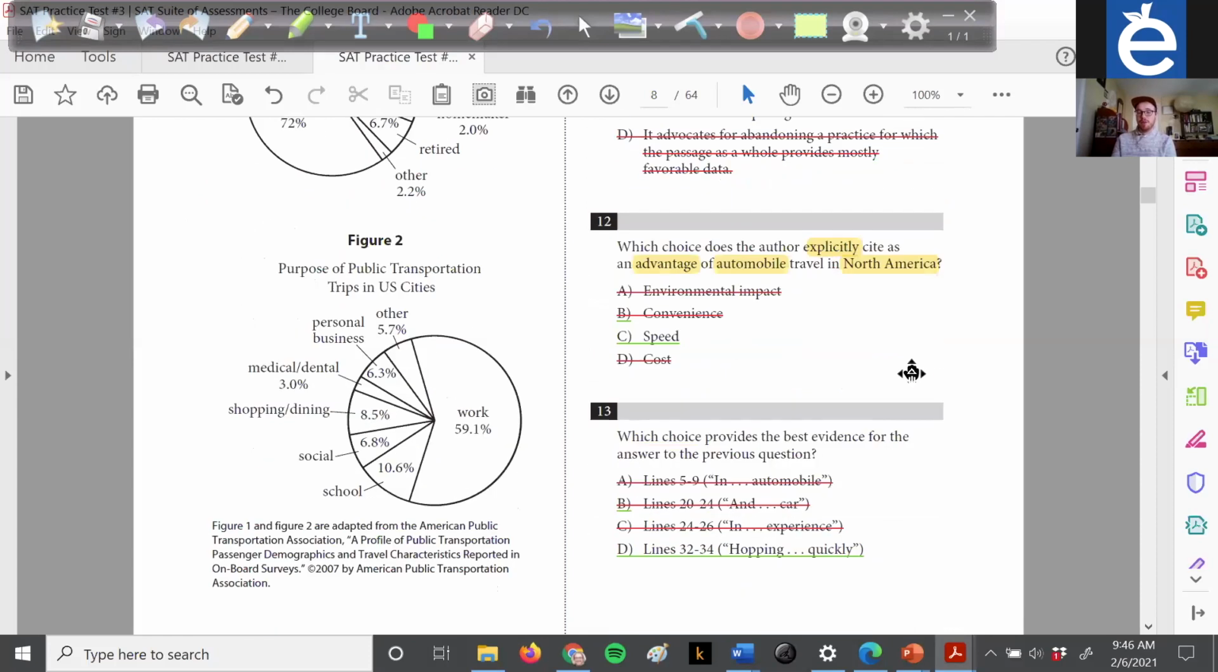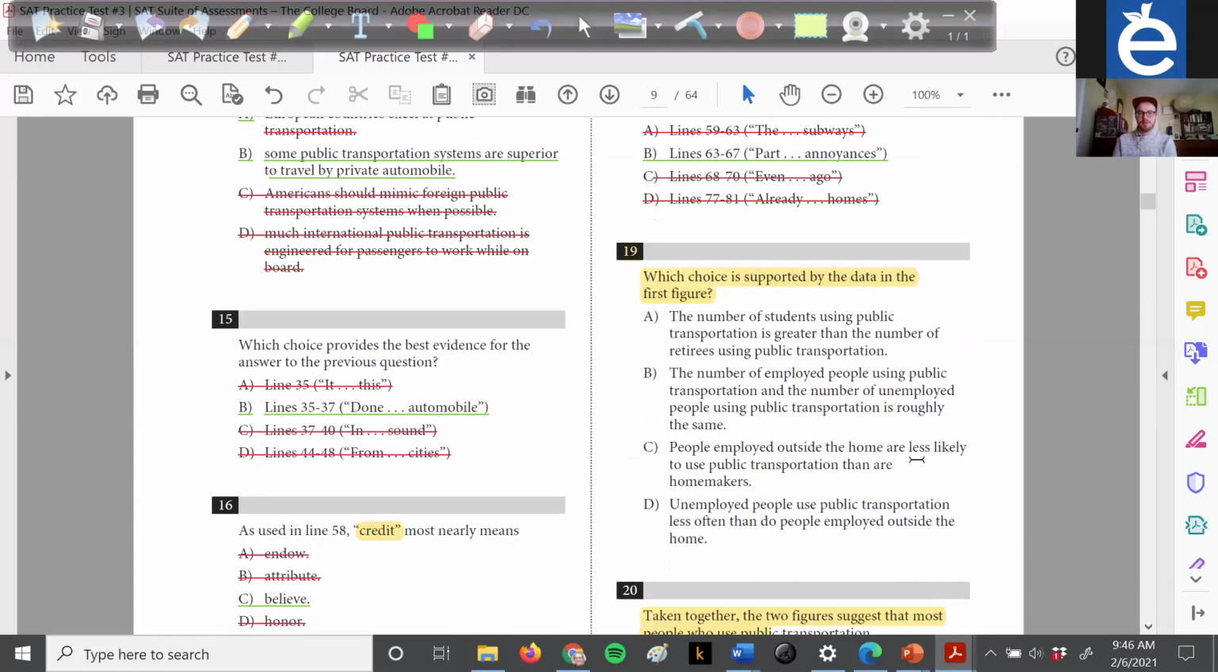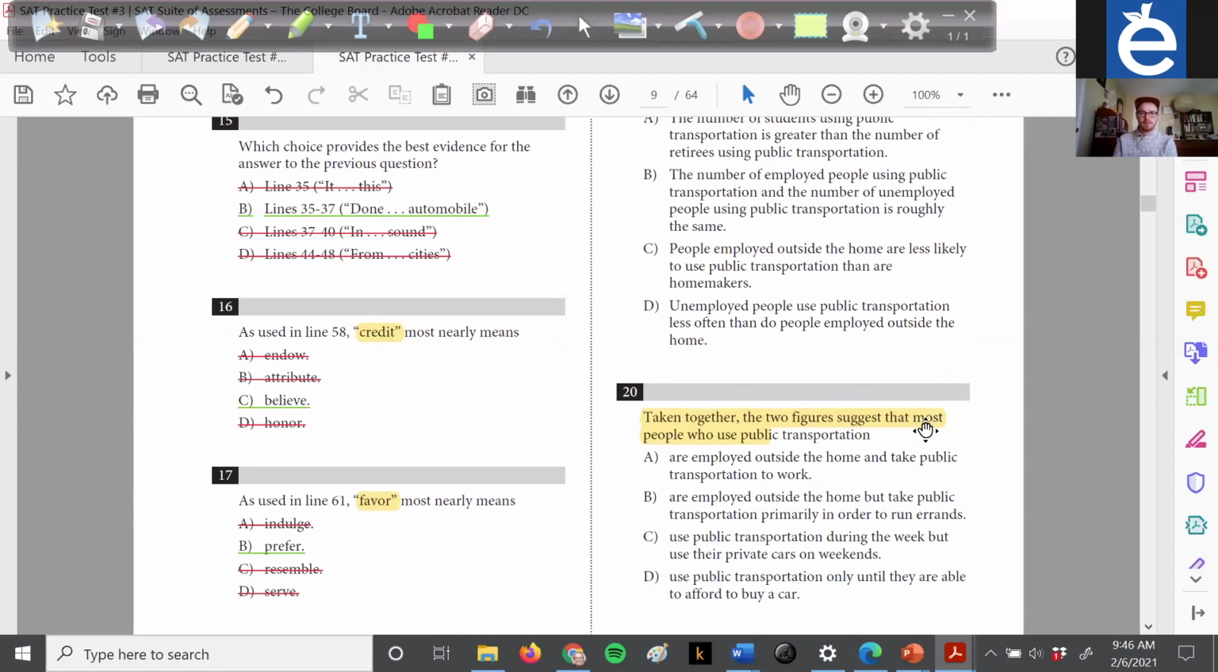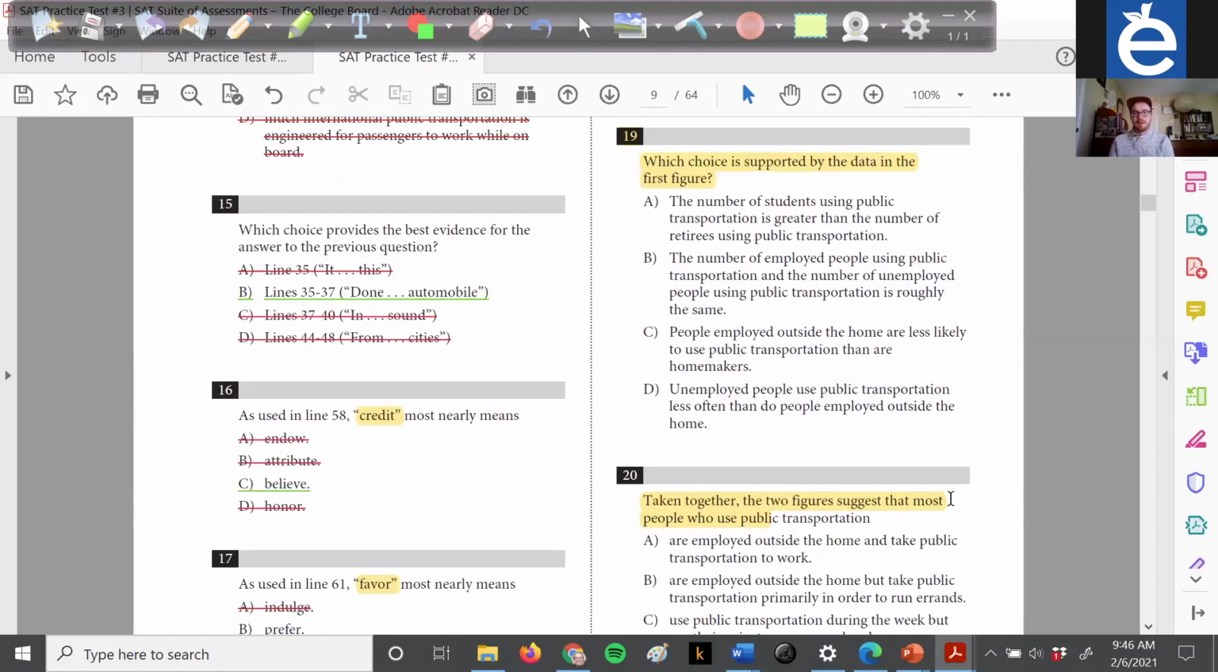Now we're ready to move into our graph and data interpretation questions. Number 19, which choice is supported by the data in the first figure? Well, unfortunately, this doesn't give us a whole lot, right? A lot of times these data questions will be like, what does this population do with this thing? Like they'll actually give us some factors to play with. These are just kind of giving us a bunch of interpretations of that first graph and are asking us to choose which one is right.